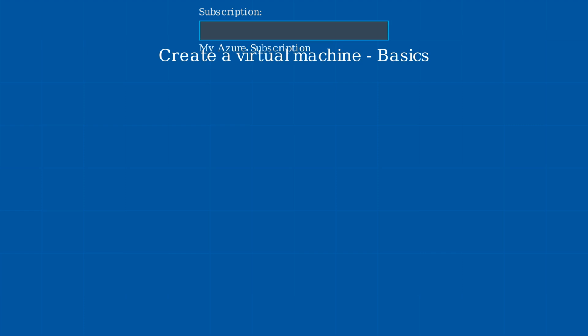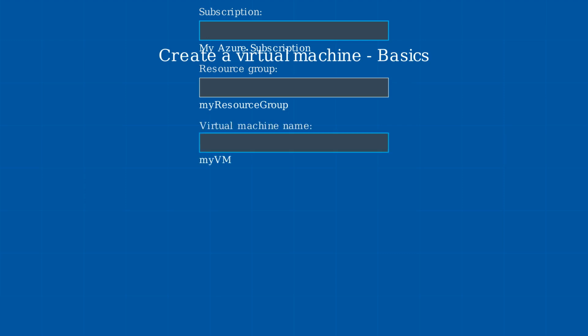On the Basics tab, you'll need to enter the required information. First, select your subscription from the dropdown. This determines the billing account for your Azure resources. Next, select the resource group you created earlier. This groups related resources for easier management. Give your virtual machine a unique name. This will be used to identify your VM in the Azure portal.